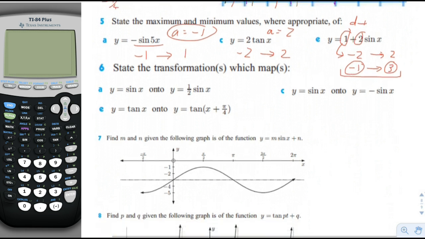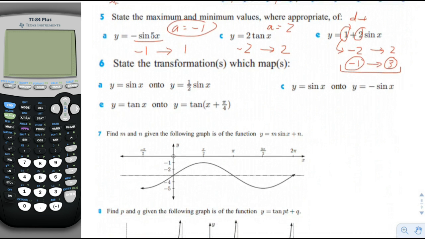Number 6, state the transformations which map y equals sine of x onto y equals a half sine of x. Okay, so this is a vertical stretch by a factor of 1/2. Okay, what about C? y equals sine x onto y equals negative sine x. So this is basically, you could say it's a vertical stretch by a factor of negative 1, or you could say it's an inversion, because if you multiply by negative 1, it just flips it upside down.